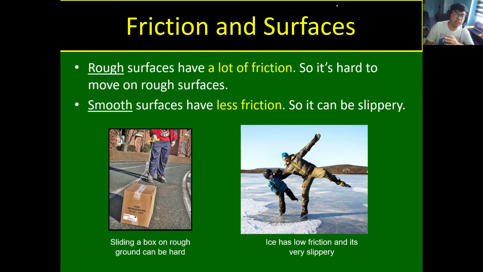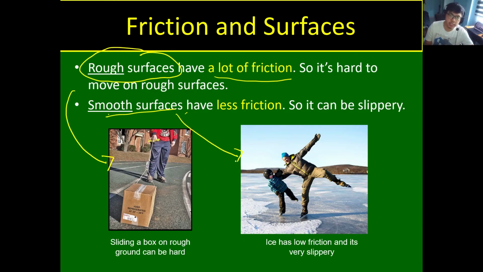Now the thing that you need to know about friction is that some surfaces have more friction than others. Rough surfaces, so permukaan yang kasar, have a lot of friction. So it's hard to move on rough surfaces. For example, on rough ground, like on the road or on grass, it's very hard for you to push a box because there's a lot of friction, and friction makes it harder to move. On smooth surfaces, like ice, there is less friction, so it can be very slippery.